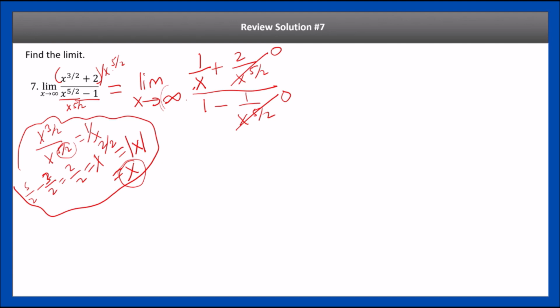So if I plug infinity here, this is going to go to 0. So we get 0 over 1, which is 0. As we mentioned, we knew it was going to be 0 because the degree of the numerator was smaller.